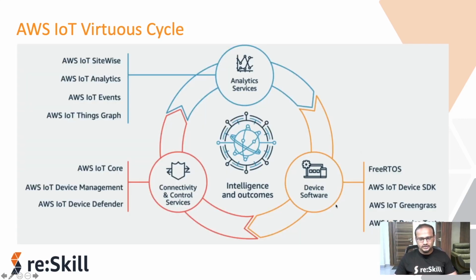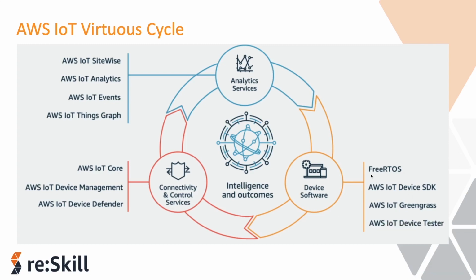On the right, you can see that device software has FreeRTOS. The microcontrollers can either run a bare metal program or they can run an operating system. FreeRTOS is a real-time operating system that AWS has partnered on, and it has developed a lot of frameworks or a number of functions based on FreeRTOS that we can use to develop the device software.